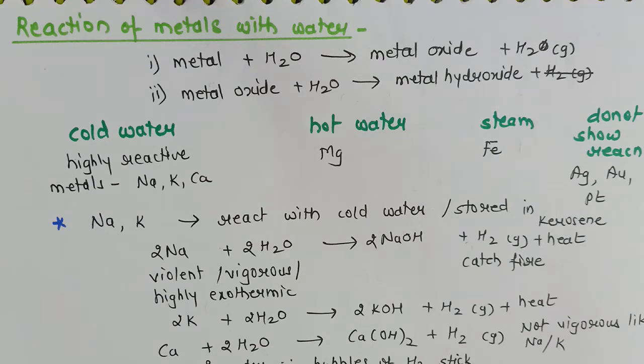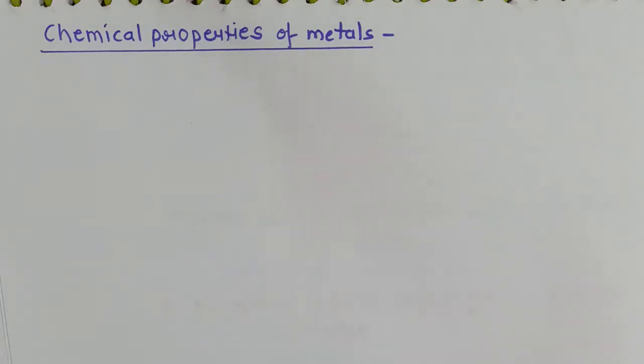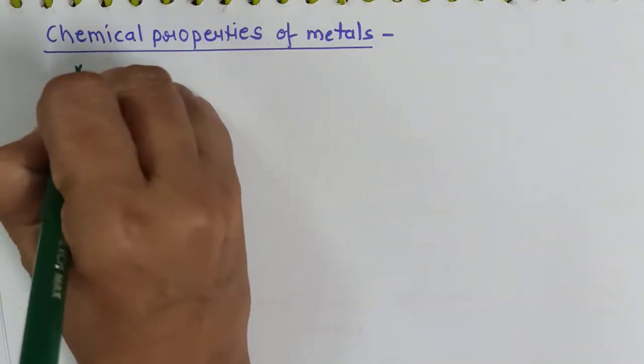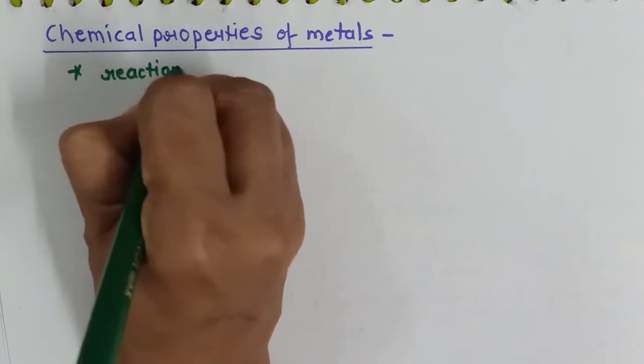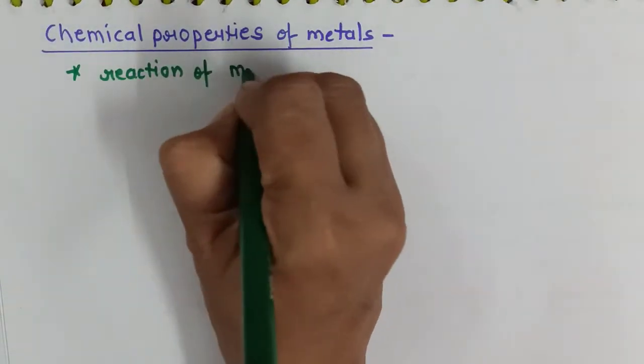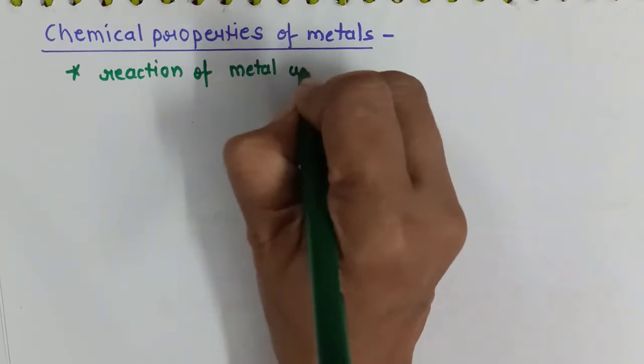In the last part of the video, we have seen various chemical properties of metals, where we discussed the reaction of metals with oxygen and the reaction of metals with water. Today we will continue with that. So the next chemical property of metals we will be discussing is the reaction of metals with acids.